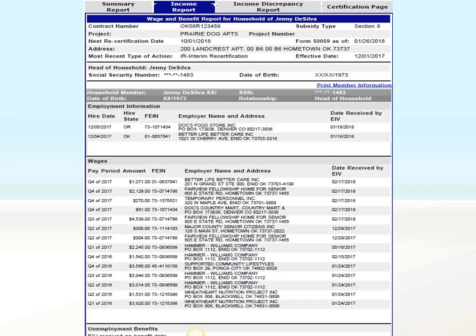The quarters of that quarterly range, I want you guys to draw a box that encompasses those quarters on any type of income that Jenny De Silva has on her income report. So let's first establish what types of income does Jenny have on her income report? What type of income does Jenny have on her income report? Wages. Regular wages. Does she have unemployment?